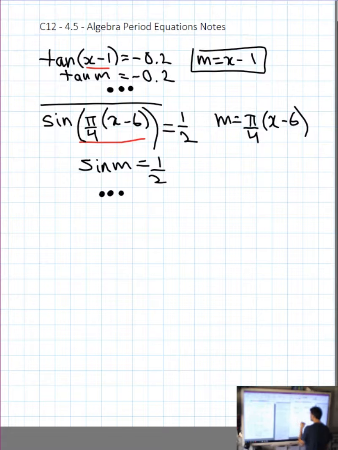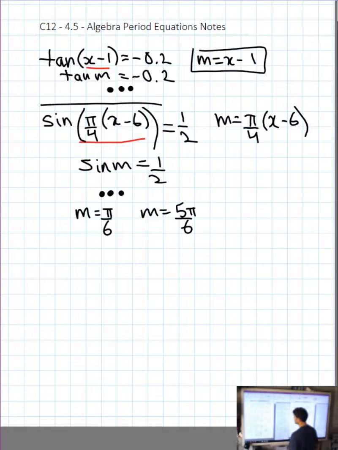You guessed it. Dot, dot, dot. We've seen that before. We know what m is equal to. We've done this many times before. ASTC graph, two triangles where sine's positive. Opposite of 1, hypotenuse of 2. Reference angle of pi over 6. Angles in standard position, draw on your arrows, and we get arrows where m is equal to pi over 6 and m is equal to, excuse me, 5 pi over 6.